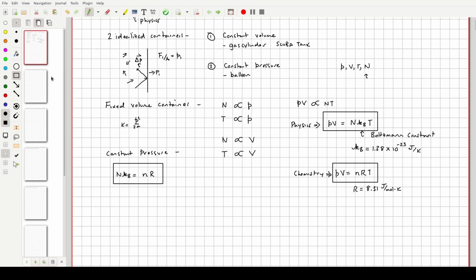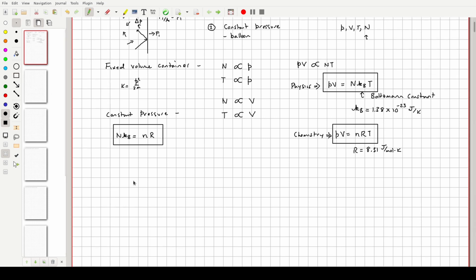Now, so that said, this type of equation is called a state equation. And state equations tell you the relationship between several variables. So really what we have here are four variables that could change, but the way they change has to preserve this relationship right here. Now, both of these equations, this particular set of equations, is called the ideal gas law.